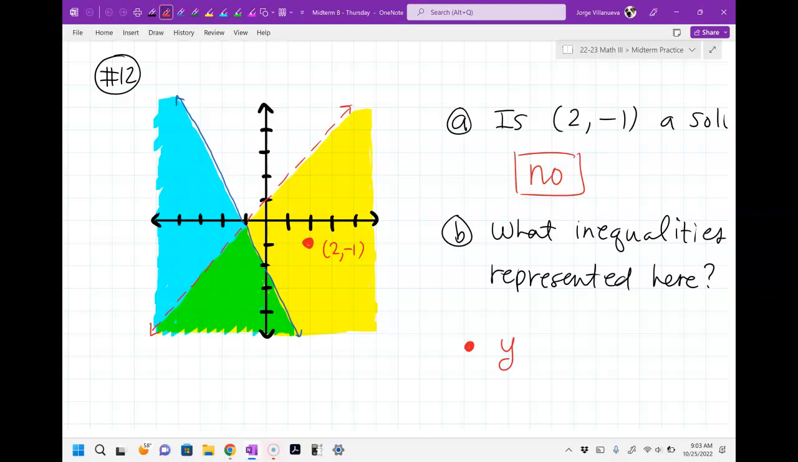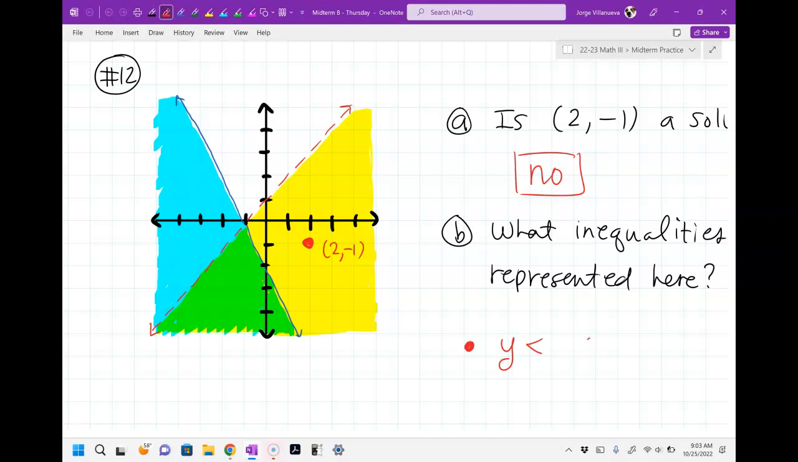So it's either going to be greater than or less than. So look at the shading. Is it above or below the red line? Below. So what is that, less or greater? What do you guys think? It's a less. It's below, right? So less. Okay.